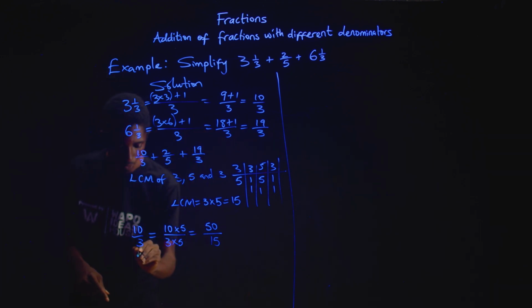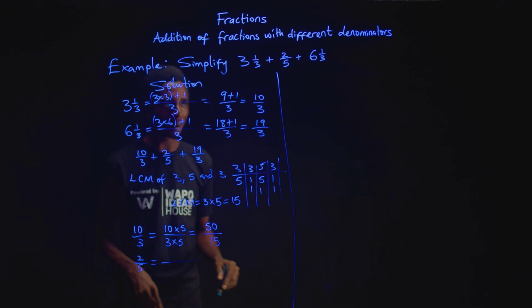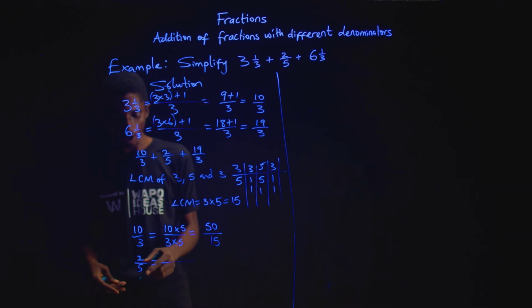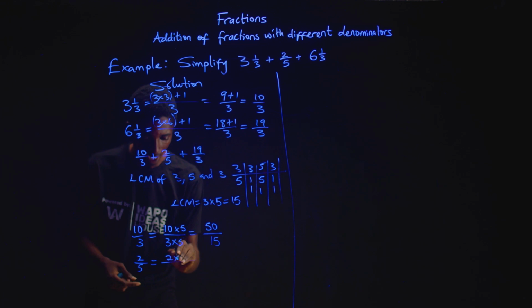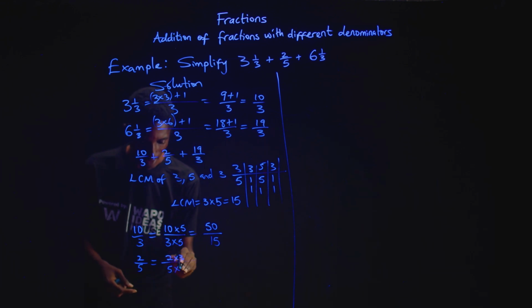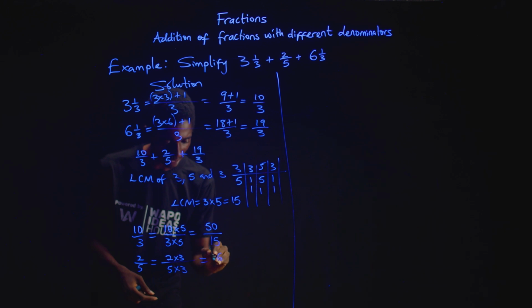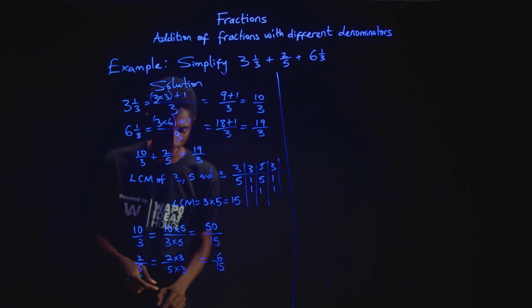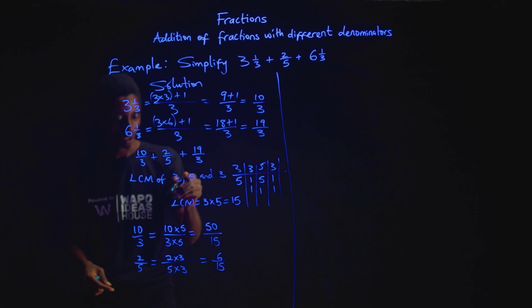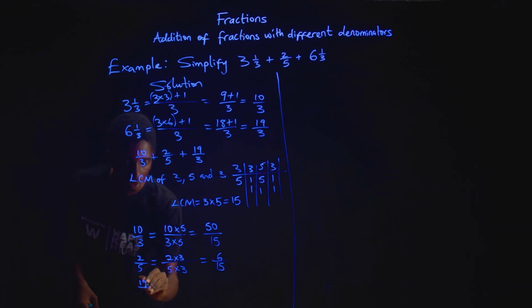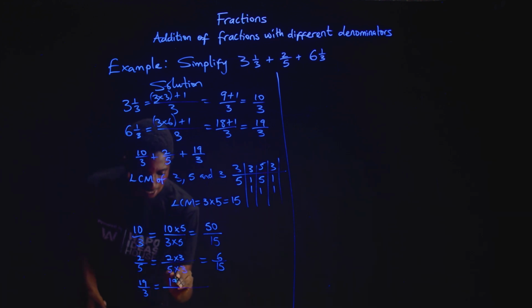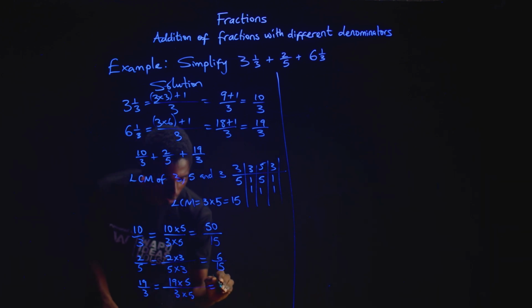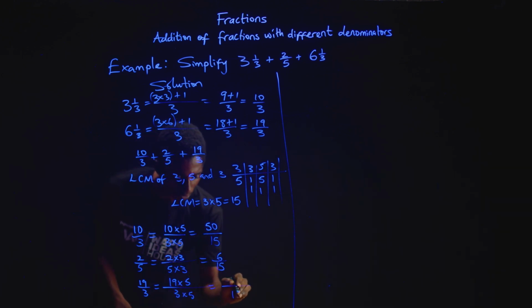And then the second fraction, we have 2 over 5, which will then become, now what do I multiply by 5 to get 15? That will be 3. So 2 times 3 over 5 times 3. And this will give me 6 over 15. And then the third fraction, we have 19 over 3, which will then become, of course, 19 times 5, and then 3 times 5. For the denominator, 3 times 5 is 15.